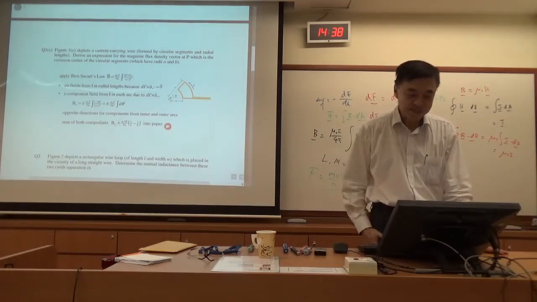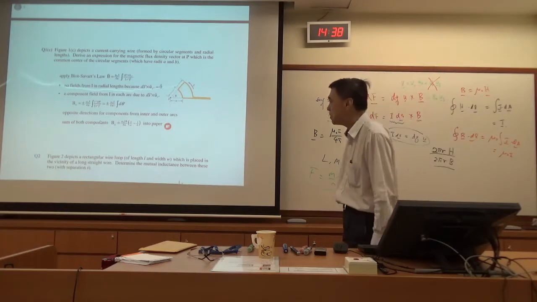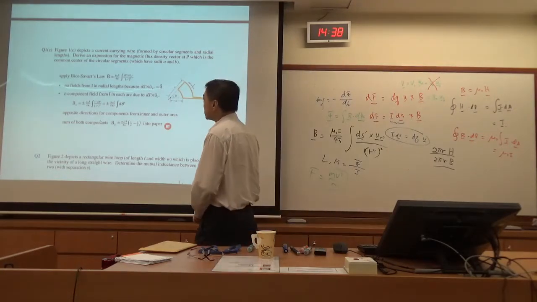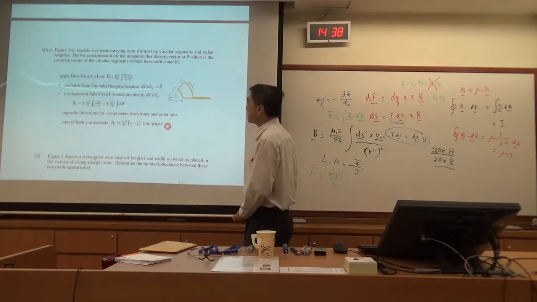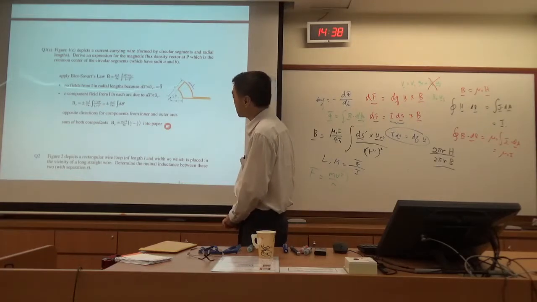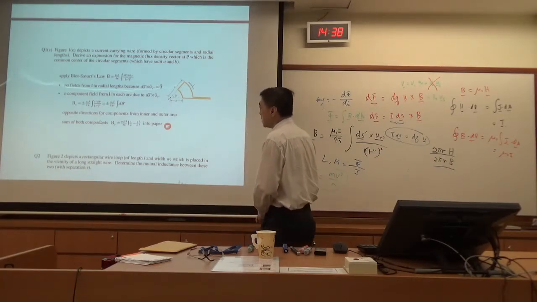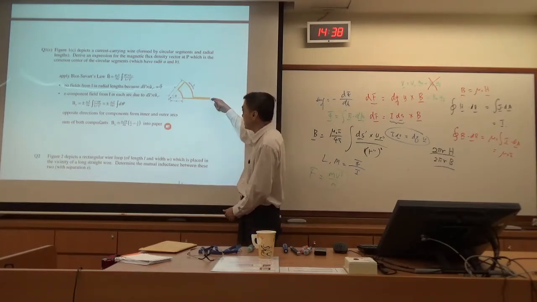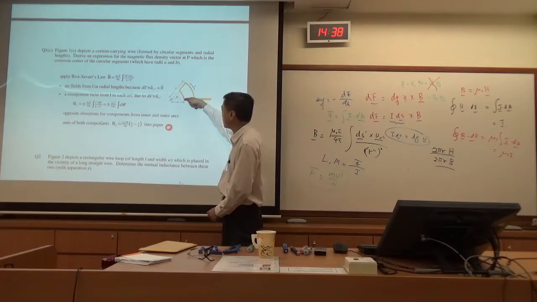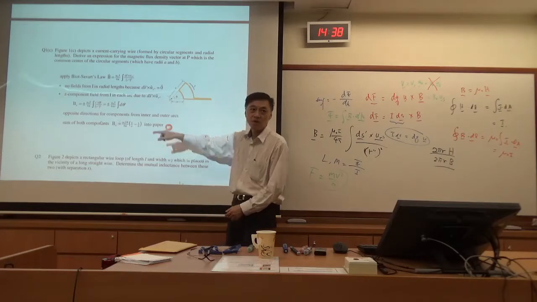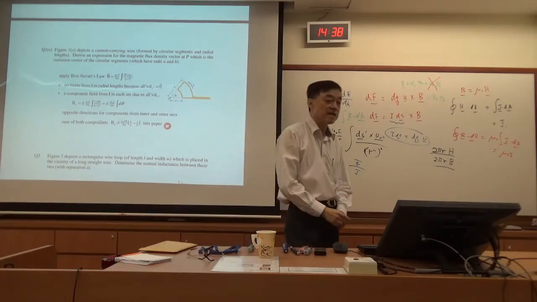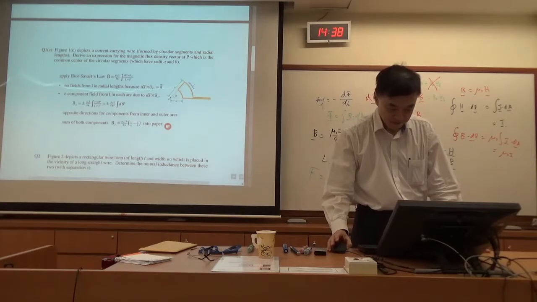Okay, question 1C is a bit more difficult. Question 1C depicts a current carrying wire formed by circular segments of radial length. Derive an expression for the magnetic flux density at point P, which is the common center of the circular segments. What it means is that there is a wire formed this way, and the current flows in this direction. You are asked to find the magnetic flux density at the point P.